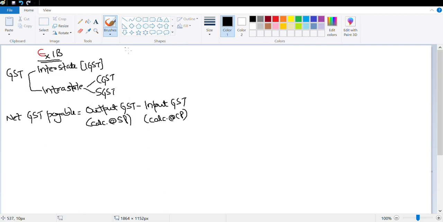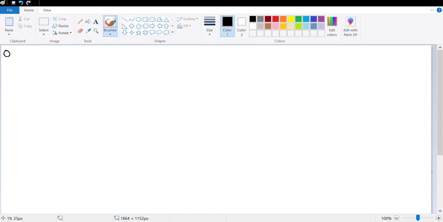Now let's look at the next question. The next question that we do is question number 7. Question 7 says, consultancy services worth 50,000 are transferred from Delhi to Calcutta. So this is Delhi to Calcutta.